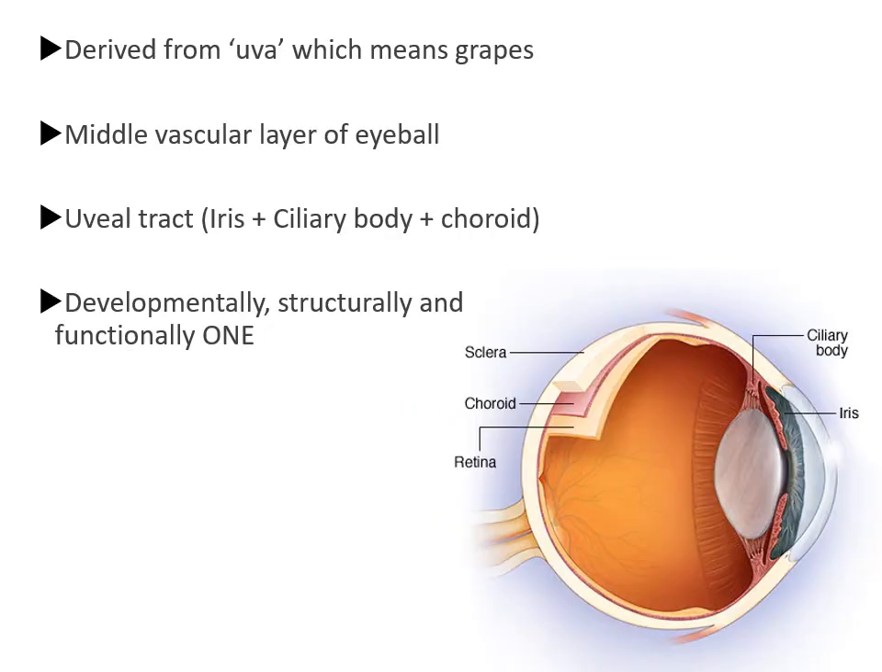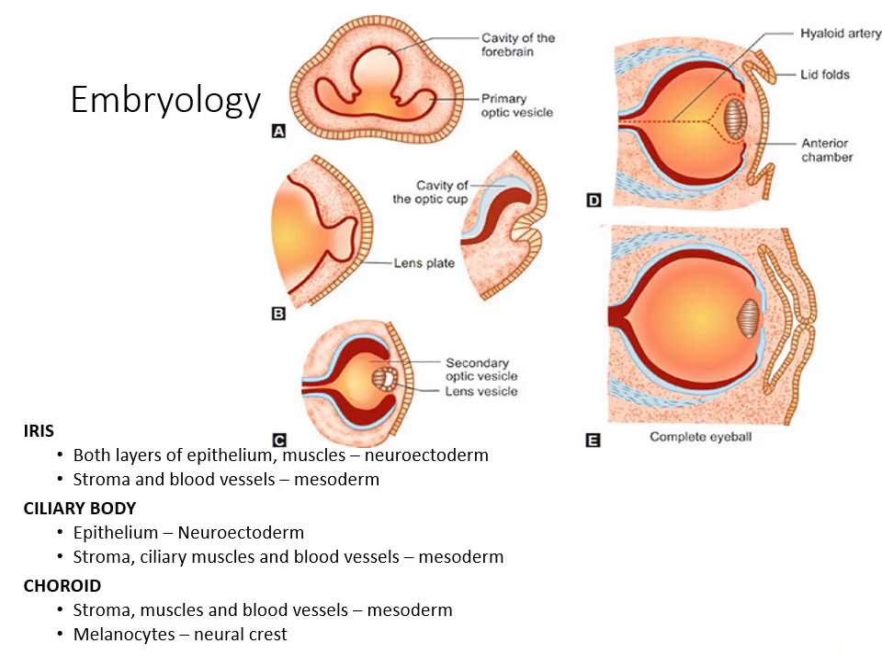We're going to talk about the anatomy of the uvea and classification of uveitis today. The word uvea is derived from uva, which means grapes, and it is the middle vascular layer of the eyeball. We already know that, right? This is the layer, the purple one, and it is composed of the iris and the ciliary body. See that purple layer? And the choroid. Those are the parts of the uveal tract. Developmentally, structurally, and functionally, it consists of one tissue: iris, ciliary body, and the choroid.